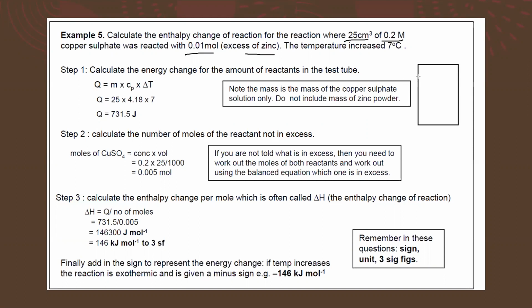So when we say we have 25 cm cube copper sulfate solution, how much water is there? The water is also 25 cm cube. And if water is 25 cm cube, we assume that the density of water is 1 gram per centimeter cube. So what will be the mass of the water in it? That will also be 25 grams.